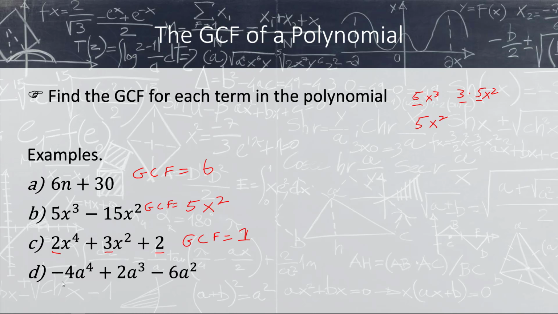And then finally, the greatest common factor for this one would be 2a squared. The negative 4a can be factored into a negative 2 times 2a to the 4th plus 2a cubed minus 2 times 3a squared. They all have a 2 in common, and they all have 2 a's in common. So that's it. That is how we find the greatest common factor for our polynomials.